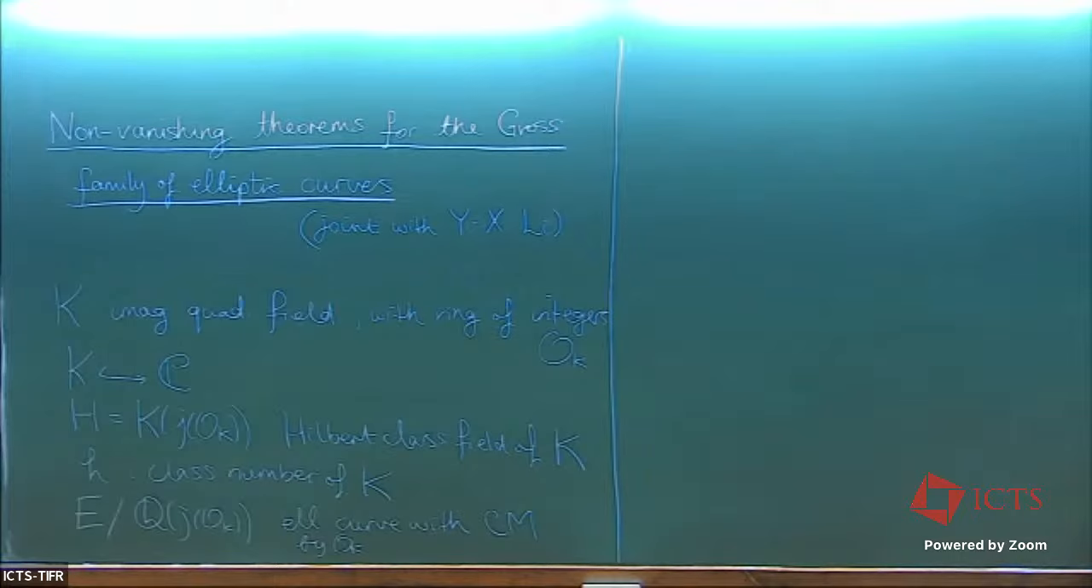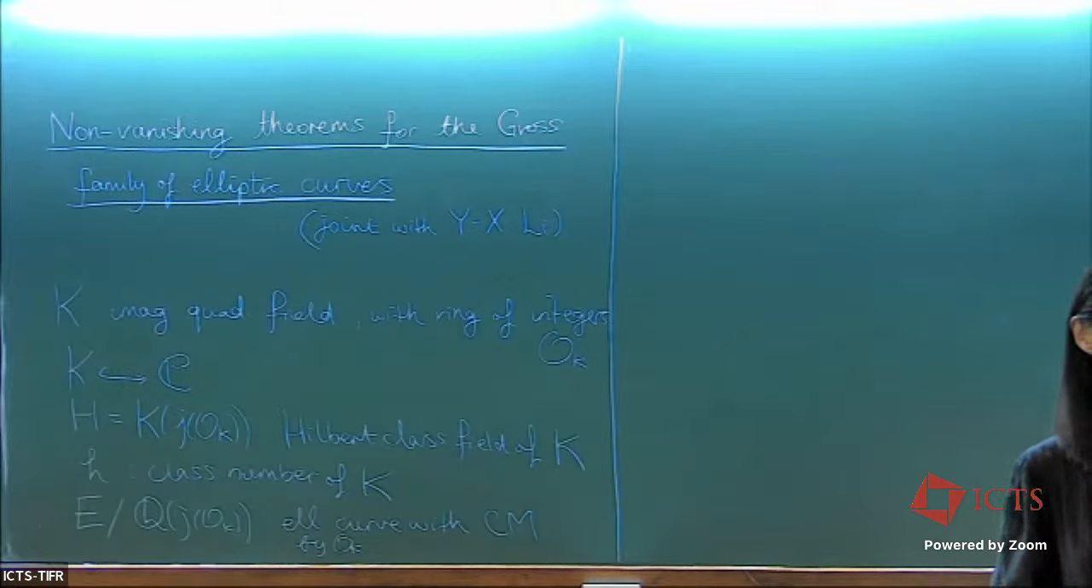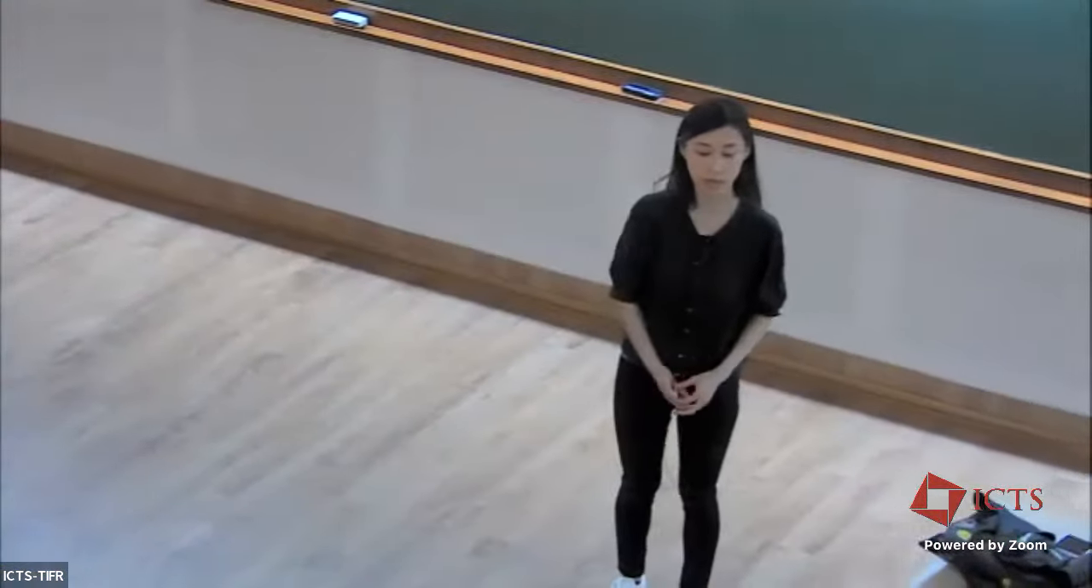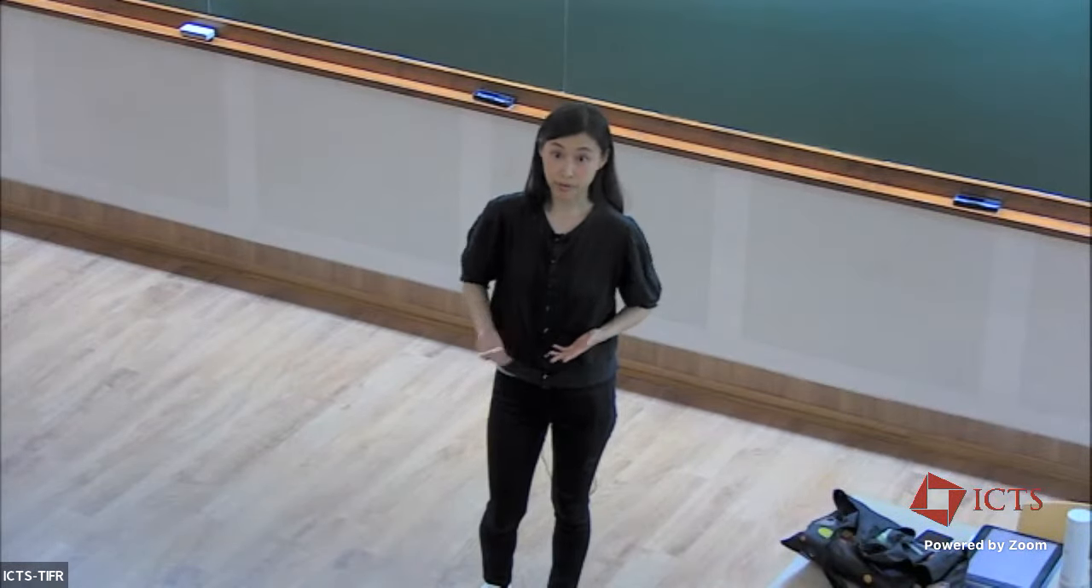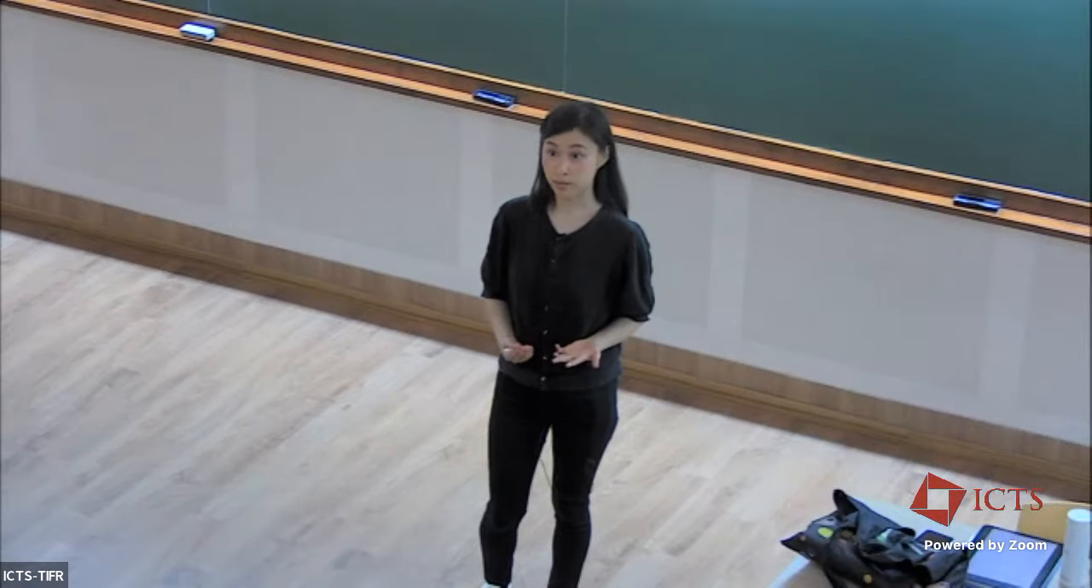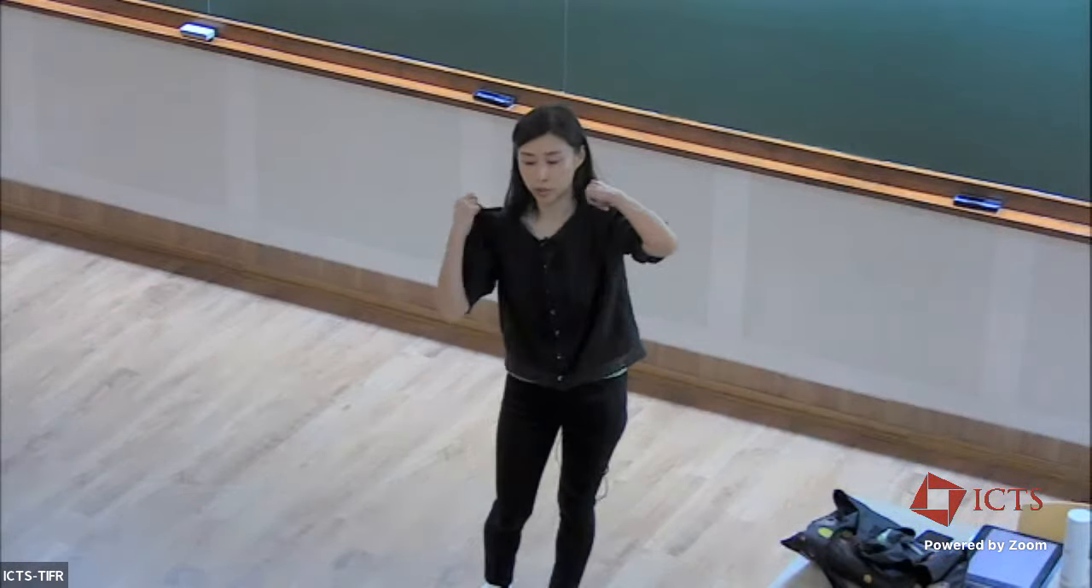For example, it gives you an explicit description of the Galois action on the group of all torsion points on E. And this was used by Deuring, for example, to show that the Hasse-Weil L-function of E coincides with a Hecke L-function. And then this was used to show that it has analytic continuation to the whole complex plane. And then it led to great advances in understanding the Birch-Swinnerton-Dyer conjecture for elliptic curves with complex multiplication.